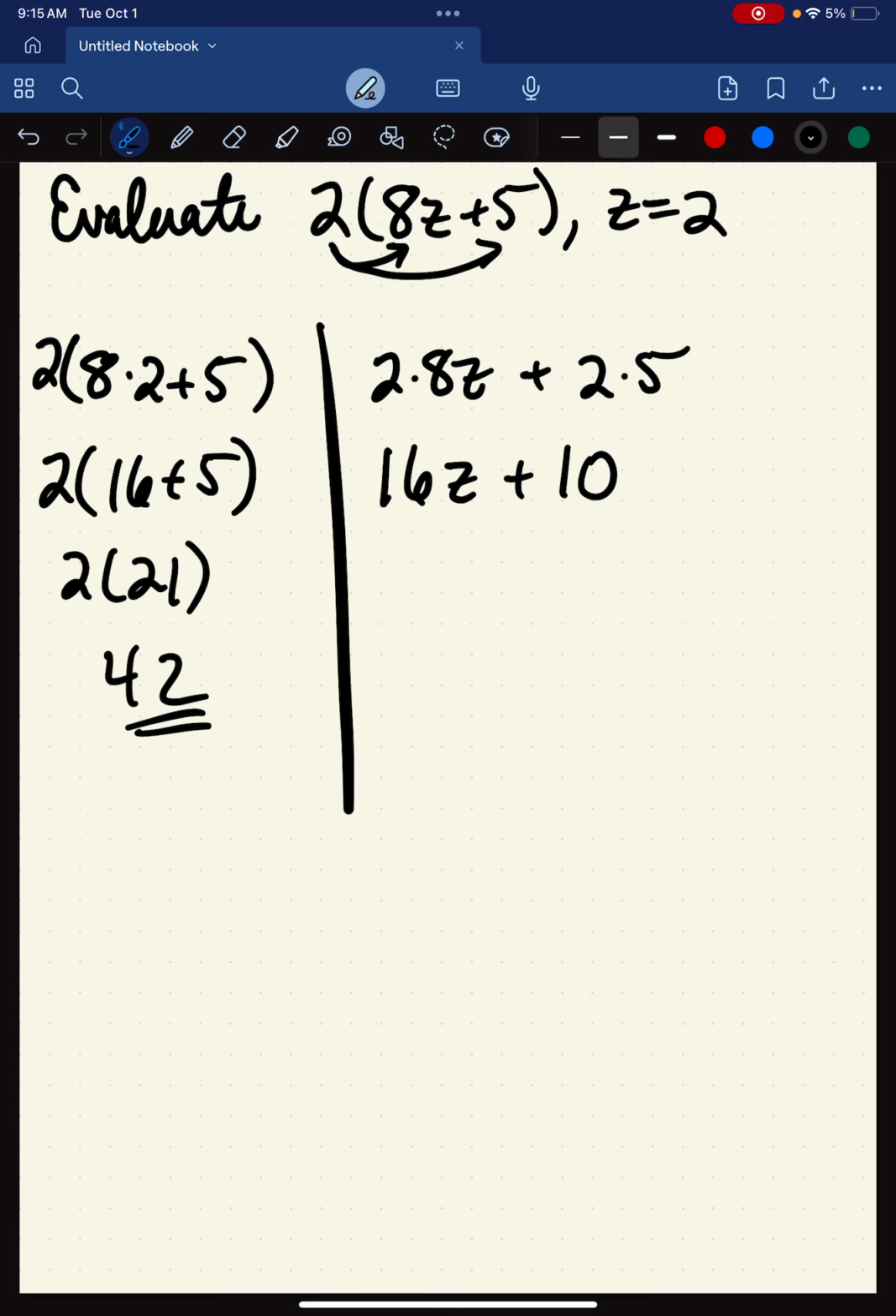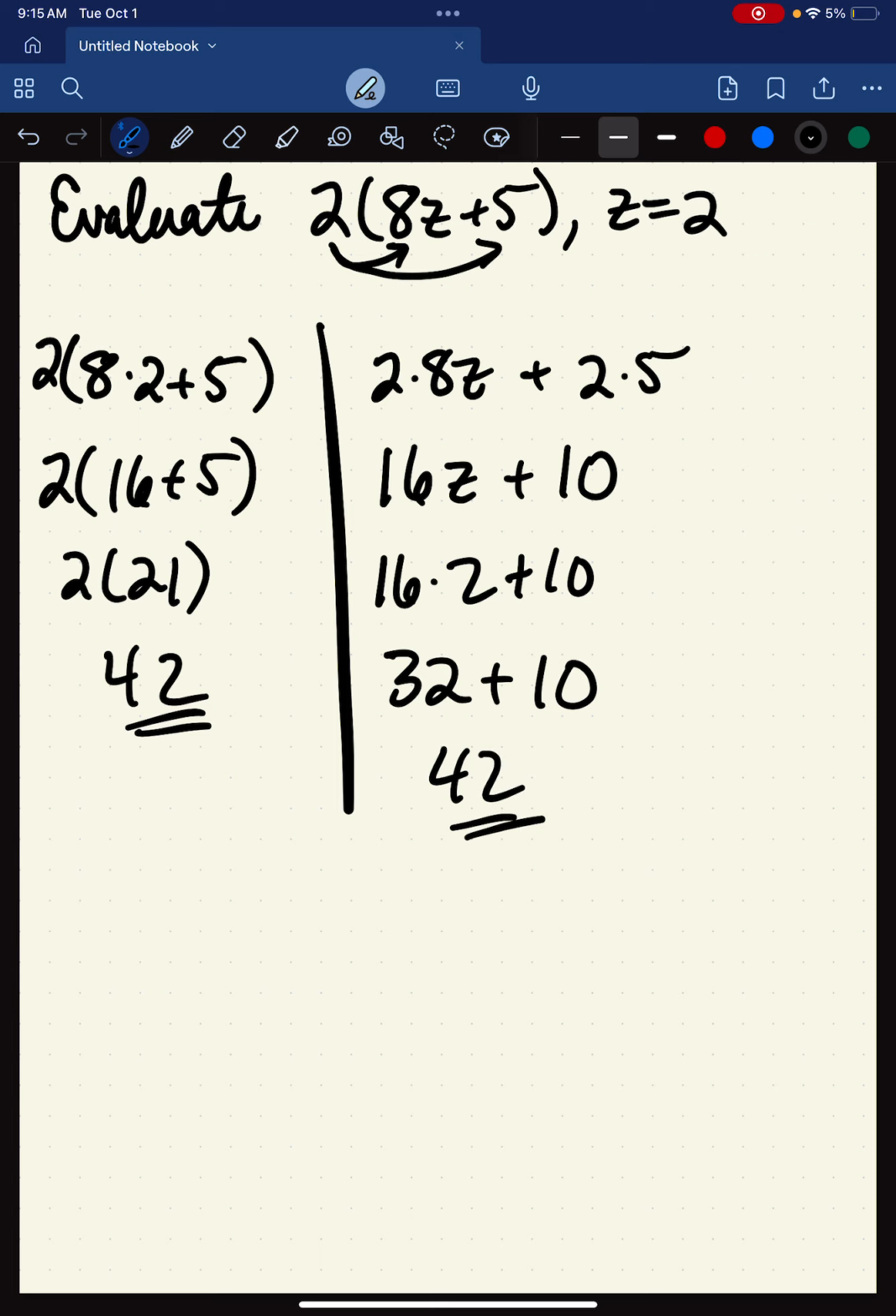Now let's plug in. Z is 2. So 16 times 2 plus 10. 16 times 2 is 32 plus 10. That's going to give us 42. So just additional verification that this distributive property does actually hold, and it obeys the properties that we think that it does, and that we would expect.